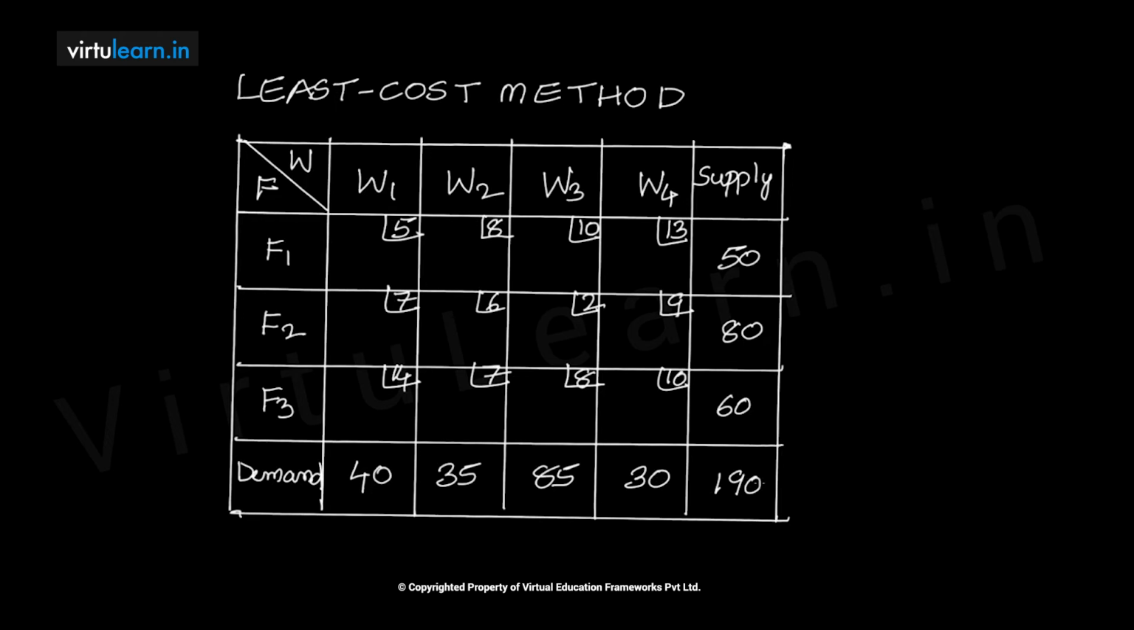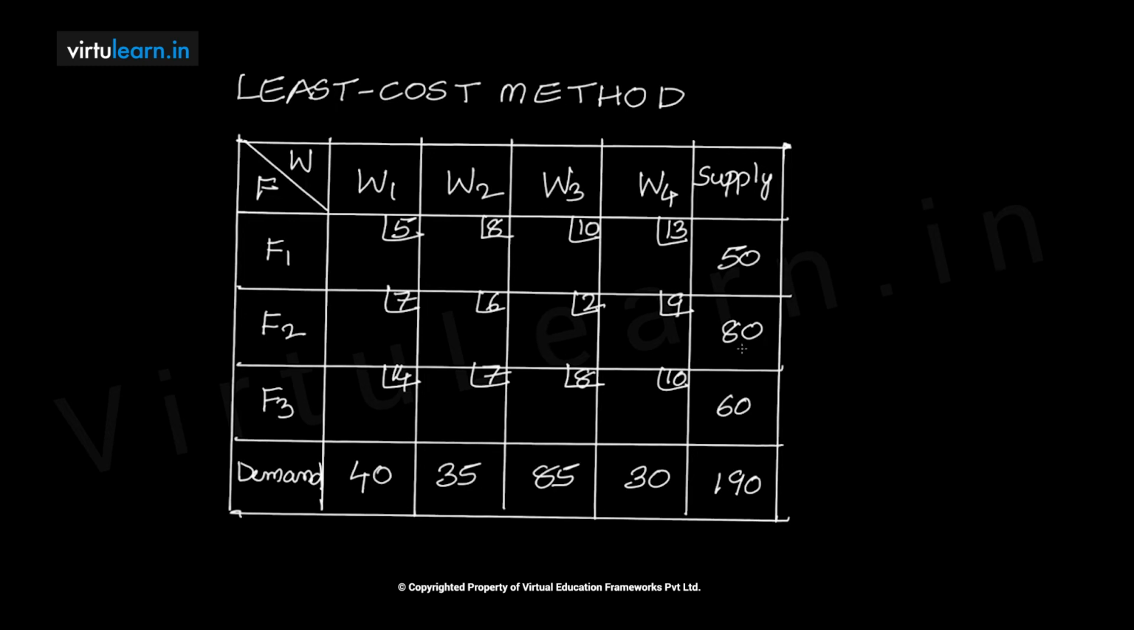Now we'll check where we need to make the first allocation. We have to identify the lowest cost cell. Looking at the table, in this row the lowest cost is 5, in this one 2 is the lowest, and in this 7. So in the entire table, 2 is the lowest cost. Here we have to make the allocation.